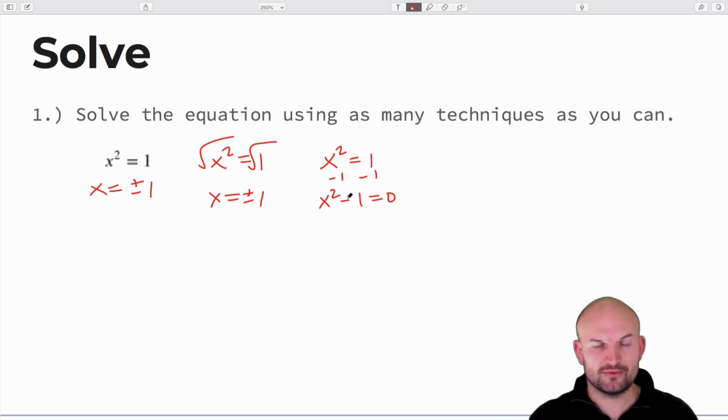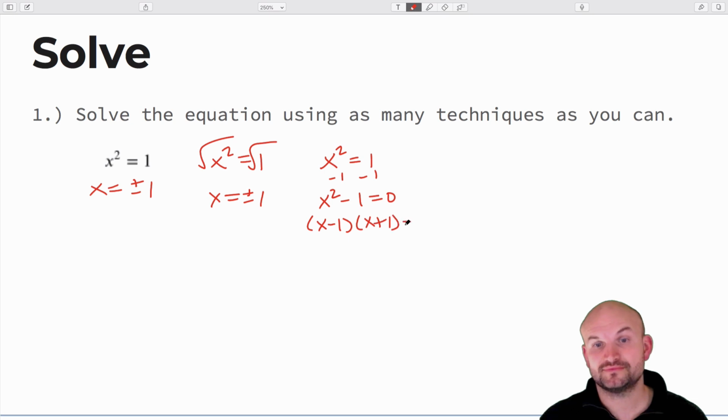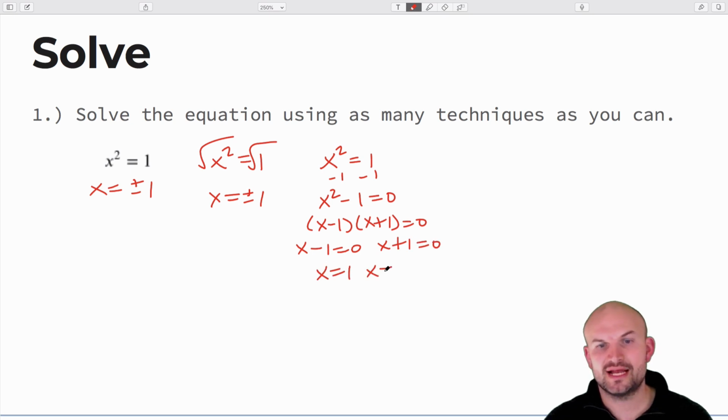And the important thing that we teach about factoring is that factoring is writing an expression as a product. So if I can write this expression as a product equal to 0, then I can apply the zero product property. And I notice that this is a difference of two squares. So therefore, that's going to be x minus 1, x plus 1 equals 0. And now I can apply that zero product property. So x minus 1 equals 0, x plus 1 equals 0. So x equals 1 and x equals negative 1.